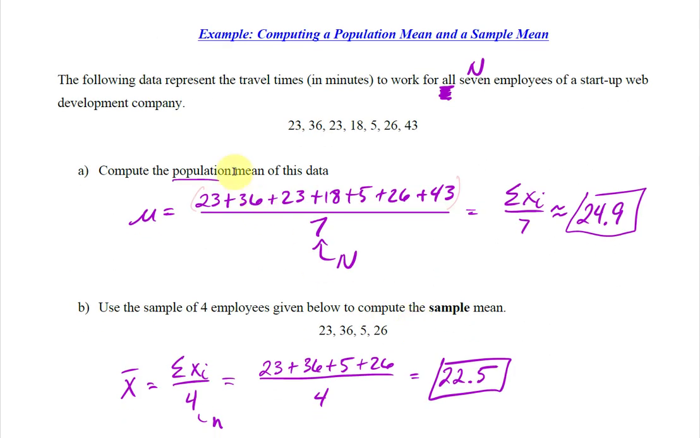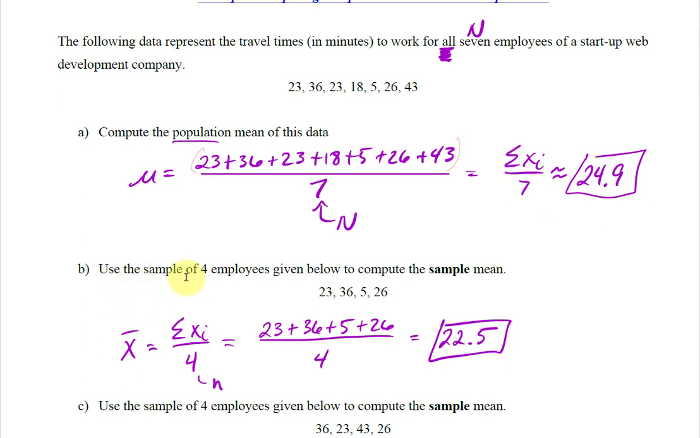Okay, for example, the following data represent the travel times in minutes to work for all 7 employees of a small web development company. We have 7 data points. Compute the population mean of this data. The population is the whole thing, so we add all of them and divide by 7 because we have 7 data points. That gives me 24.9.